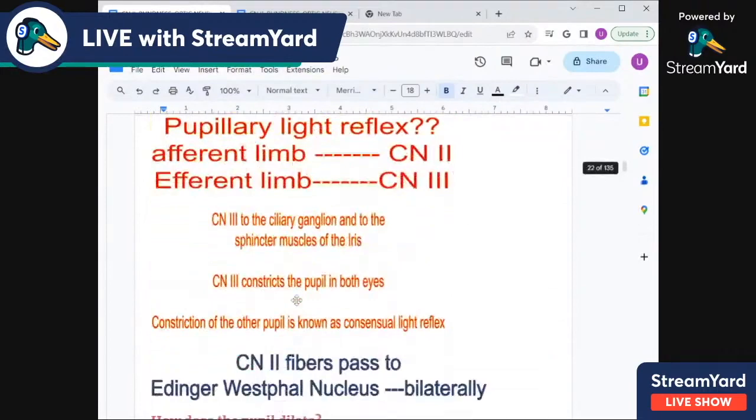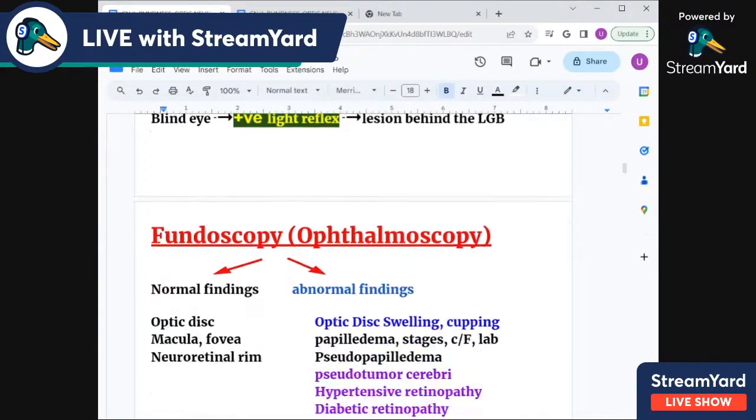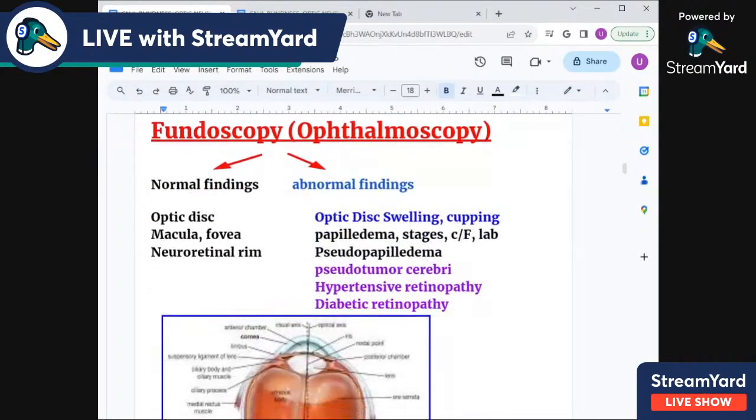Then we did, so there is no light reflex if there is a lesion before the optic chiasma, an optic nerve lesion, because everything is gone. But a lesion after, we didn't discuss, because we couldn't reach that point. Then we did the ophthalmoscopy, normal findings in the optic disc, macula, fovea, and neuroretinal rim.